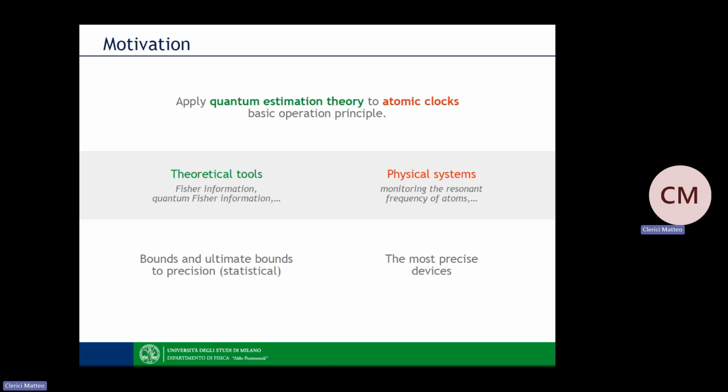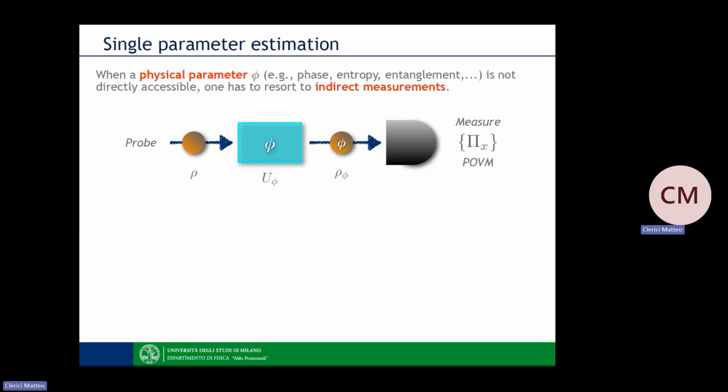So what we want to do is consider the bounds, the ultimate bound to precision, the statistical one, and I will explain what I mean by statistical, applied to a physical system which is used to monitor the resonant frequency of atoms, which is the most precise device.